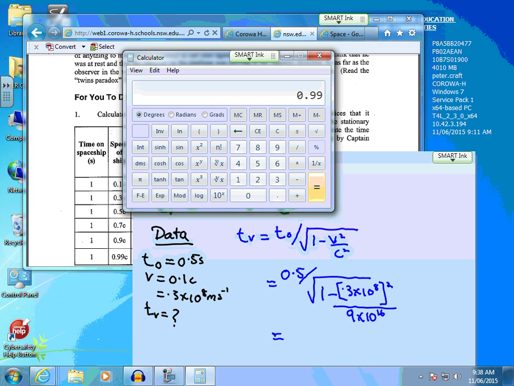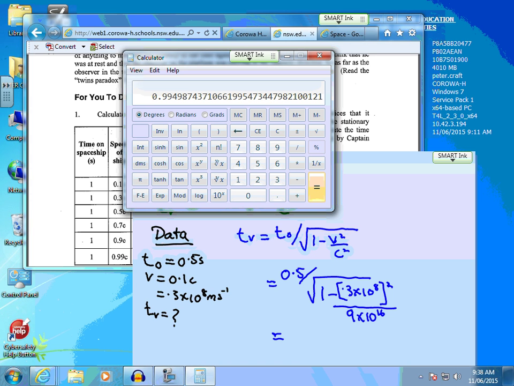Sorry? What you do is hit y to the x, it's x to the y, 0.5. That's the answer. Or you could hit the y-th root of x and type in 2 for y. Oh, it's up there under minus, I didn't see it. Anyway, that's what that is. So I'm going to divide 0.5 by that.